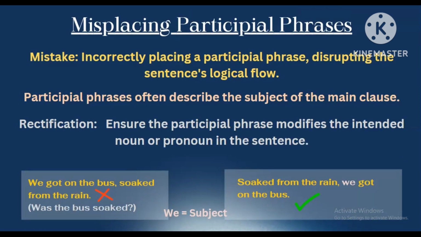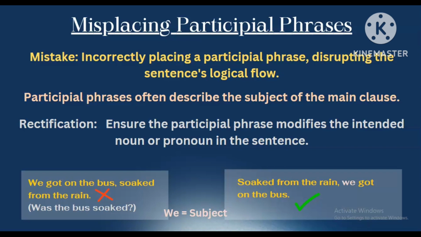Yes, this is one of the reasons why you lose marks even after writing a very good answer. Always remember that the sentence structure is very important and there should be a logical flow in the sentence. Remember, the trick is participle phrases often describe the subject of the main clause. Alright? Now, how to rectify this error? You have to ensure that the participle phrase modifies the intended noun or pronoun in the sentence.